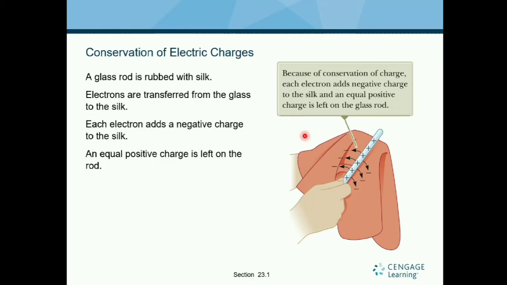So, the conservation of electric charges. We have some other phenomena, like say a glass rod is rubbed with silk. So the glass rod is rubbed with the silk, and the electrons are transferred from the glass to the silk. So each electron adds a negative charge to the silk. An equal positive charge is left on the rod. So that's the process of electrification.